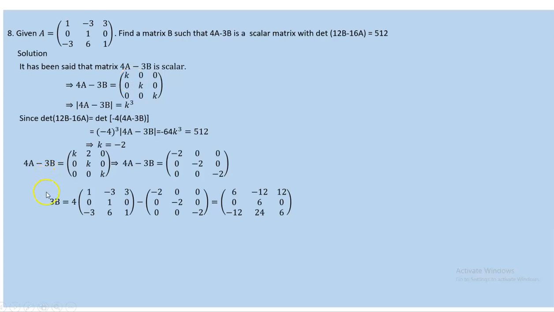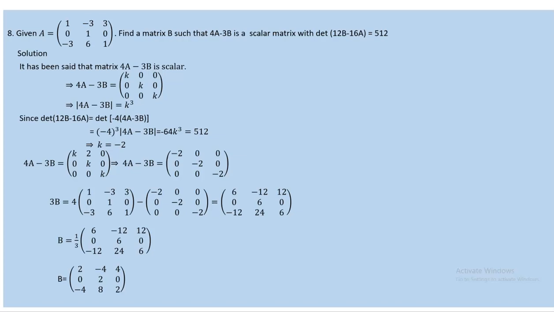So what you need to do is divide everything by 3 in order to determine what B is going to be. So multiplying this matrix by 1 over 3, we can have the following expression: 1 over 3 into 6, minus 12, 12, 0, 6, 0, negative 12, 24, 6. As you see, this can come. So what comes next is, this is basically a scalar multiplication of a matrix. So we need to multiply each entry of this matrix by 1 over 3, students. Look, the following can be obtained.